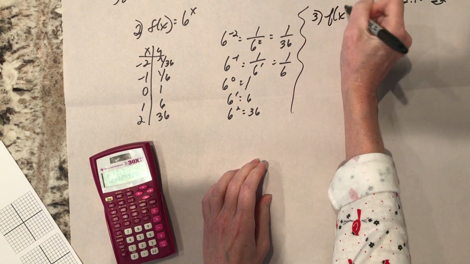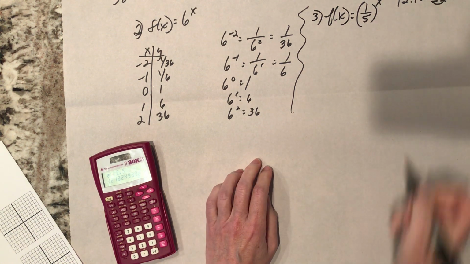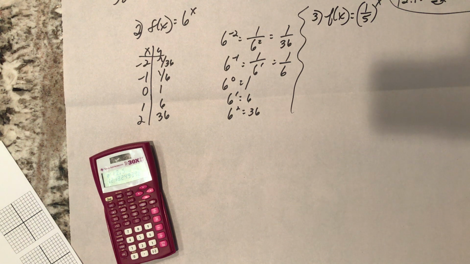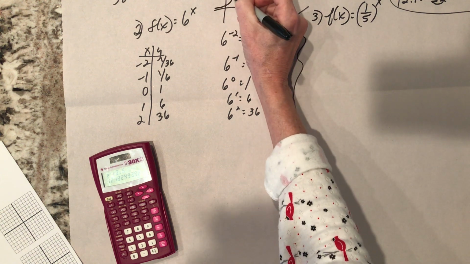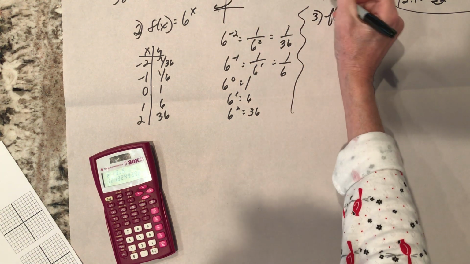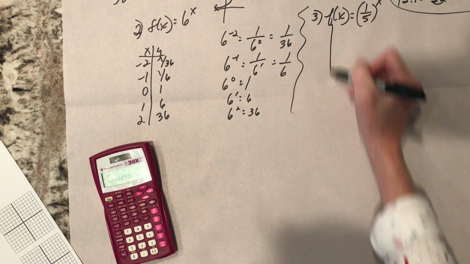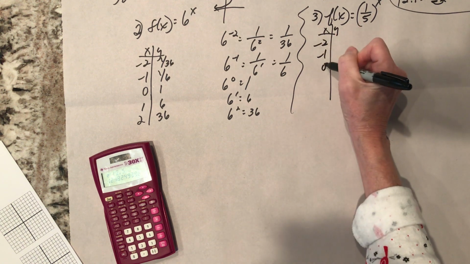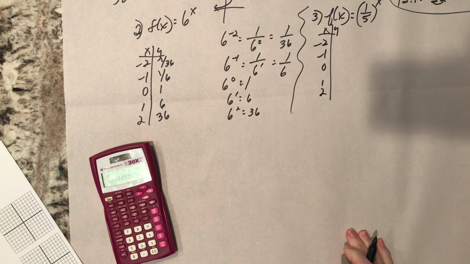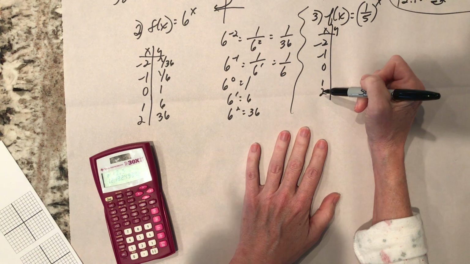Okay, we're graphing f of x equals 1/5 raised to the x power. Remember, that's going to look like the reflection across the y-axis. This guy looked like this one. This guy's going to look like that. So let's figure this up. -2, -1, 0, 1, and 2, same as before. Always, always, always, if we've got an x for the exponent, put that series of numbers under the x column.